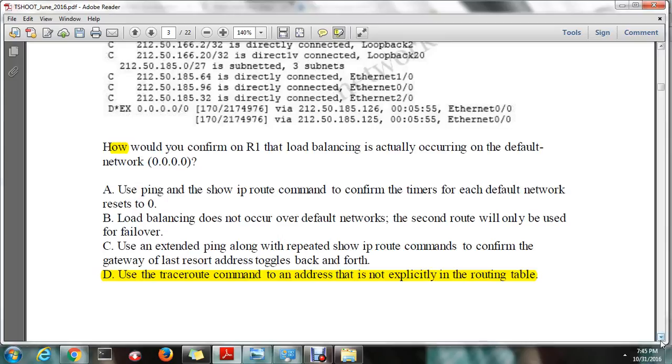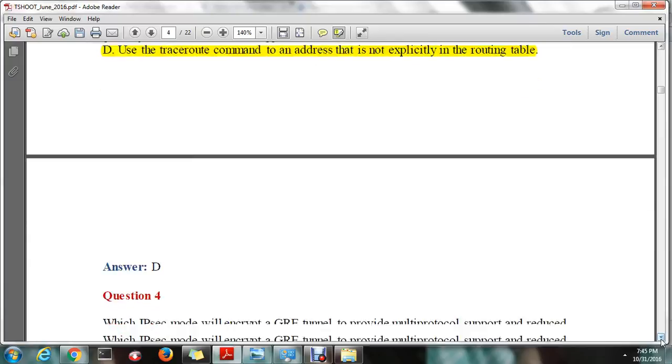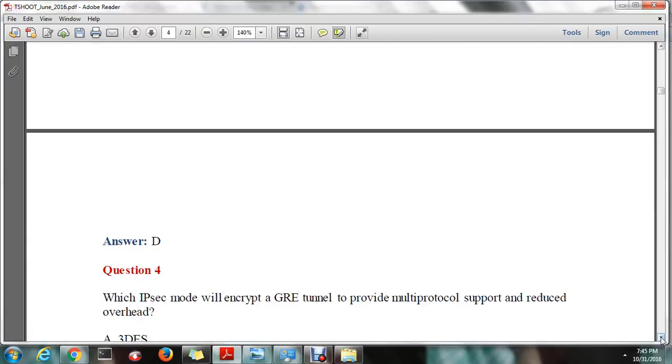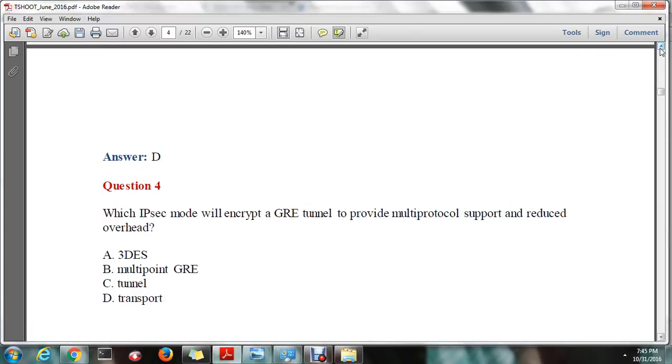Be careful on this one, so choose one. Right, now we are moving to question number 4. Which IPsec mode will encrypt a GRE tunnel to provide multiple protocol support? See, this is transport. 3DES, AES, these are encryption types. What is the encryption type you are going to use? This is not an IPsec mode.